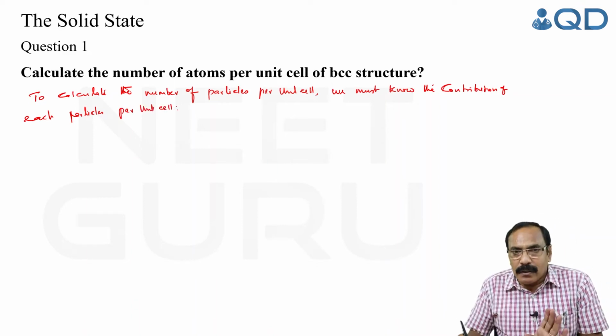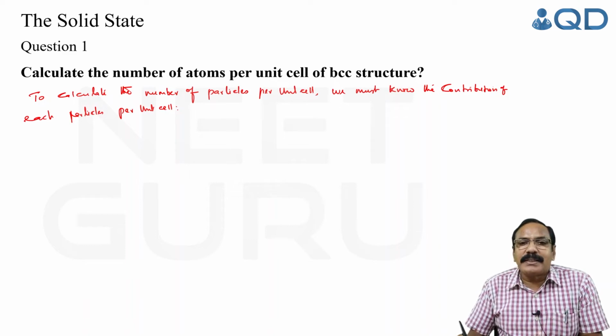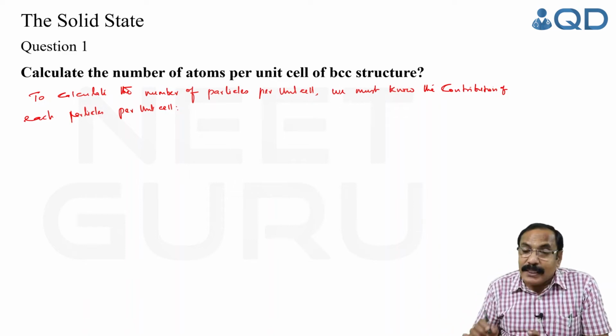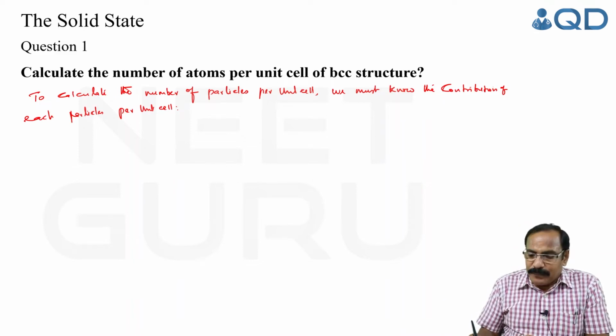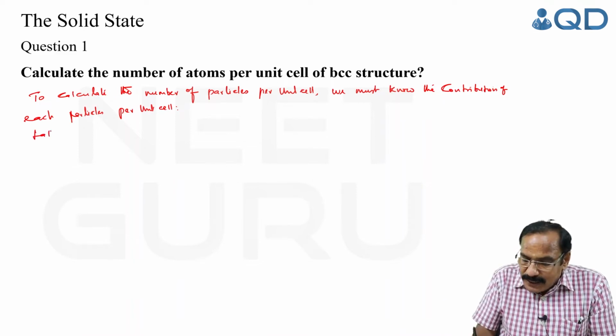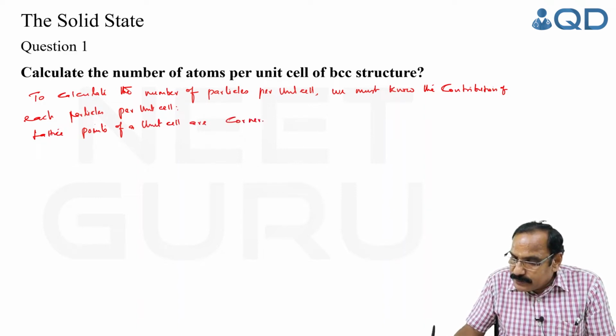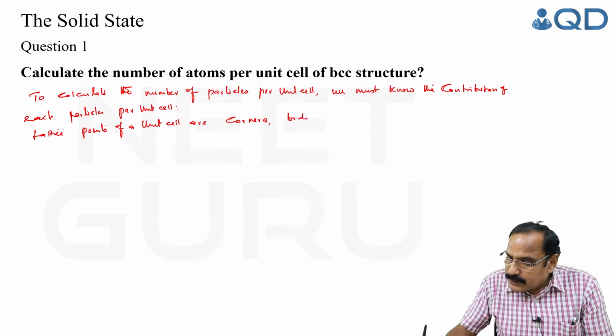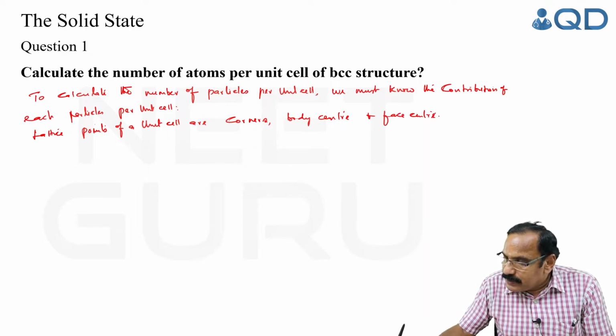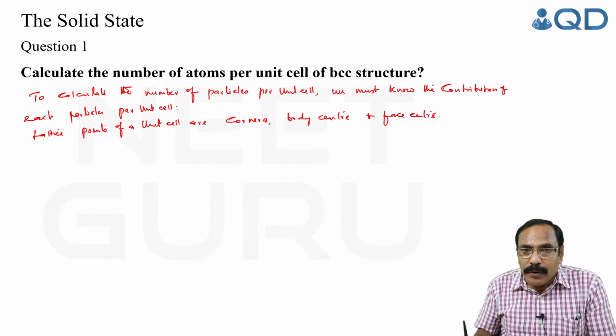Lattice points of a unit cell are corners, body center and face center. These are the lattice points in a unit cell. Now, what is the contribution?